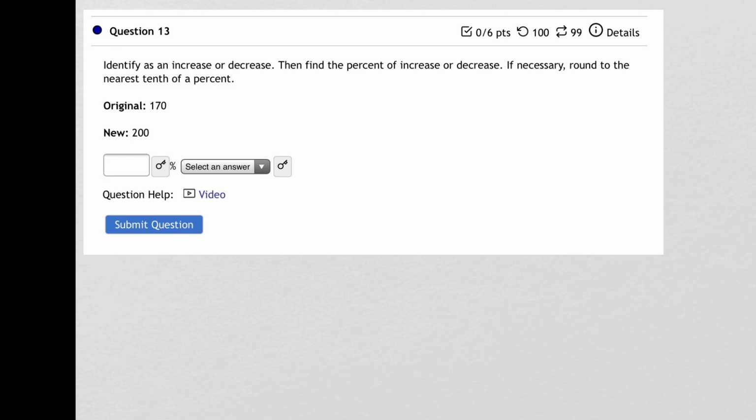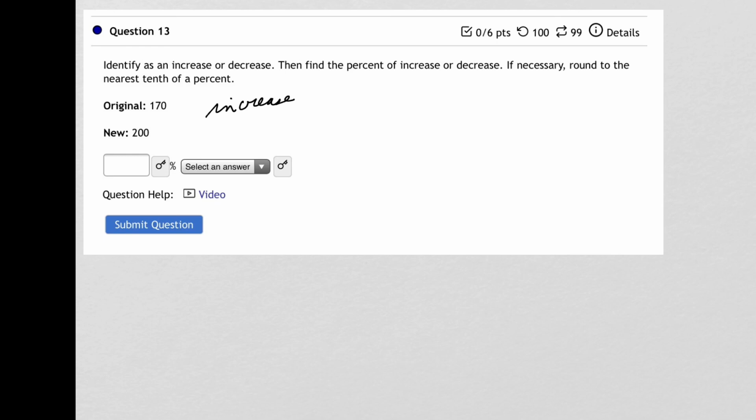So first of all, if our original amount is 170 and our new amount is 200, then since it's going from 170 to 200, it's definitely going to be a percent increase, right? So this is certainly going to be an increase just by looking at the values. So we know that. How do I figure it out?